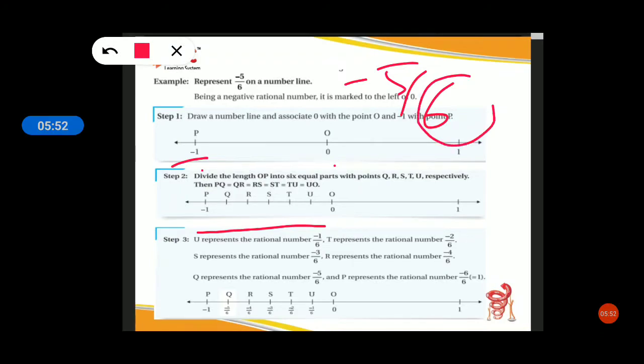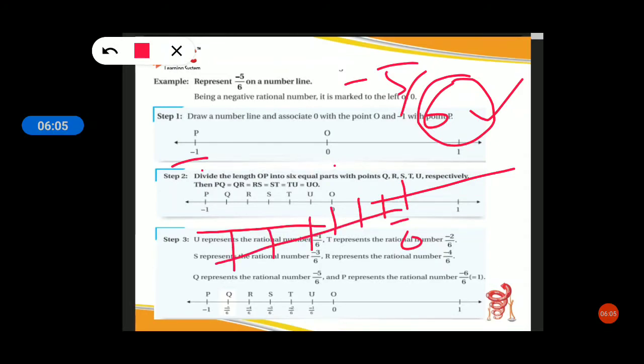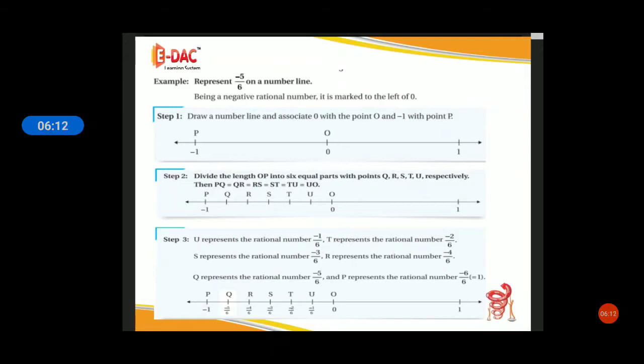See in the denominator how many numbers we have? 6. So you need to divide into 6 equal parts. If you have here 0, 1, 2, 3, 4, 5, 6, see here 1 part, 2 part, 3 part, 4 part, 5 part, 6 part. Understood students? Dividing it into 6 equal parts. See here they have divided it into 6 equal parts.